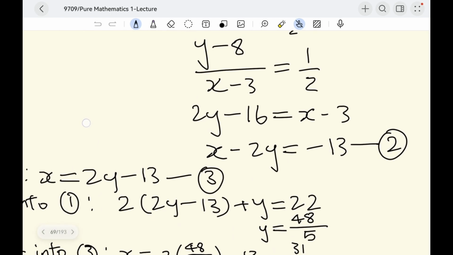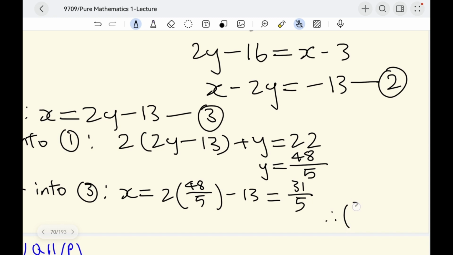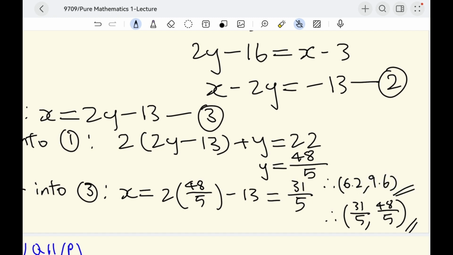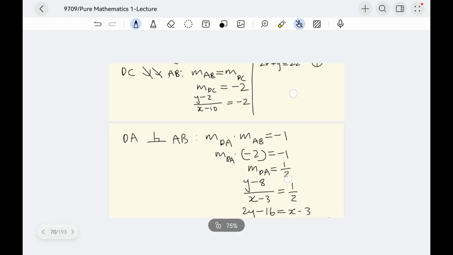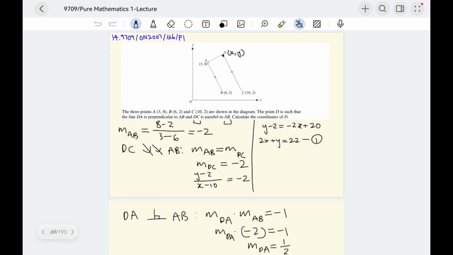Therefore the coordinates of D is 31 over 5, 48 over 5. Okay, you can leave it as a fraction. This is the most recommended, to leave the answer in fraction form and exact form, or you can leave it as decimal form. It is optional, no restriction, as long as the answer of coordinates is equivalent to what the mark scheme stated. Alright, so that's the end of the discussion for this question.